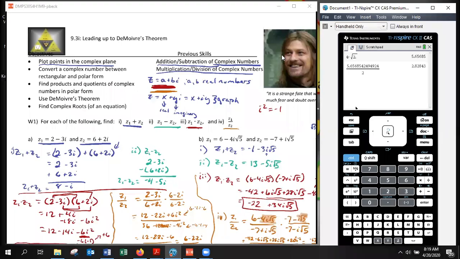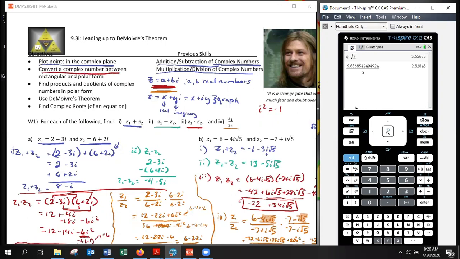Hello everybody and welcome to video 2 of our exploration into complex numbers and how they connect to polar numbers. So what we did in the first video was what you see underlined in blue here, where we took our complex numbers, we added, subtracted, multiplied, and divided, and then we plotted them in the complex plane.